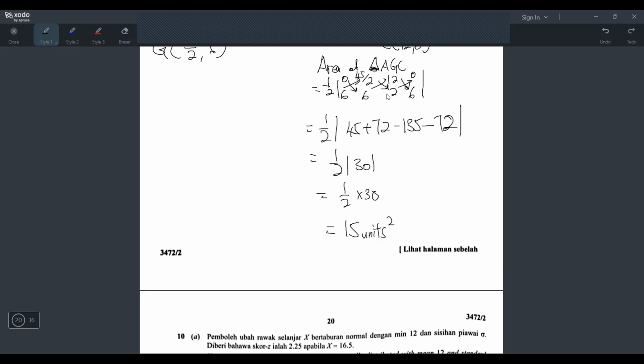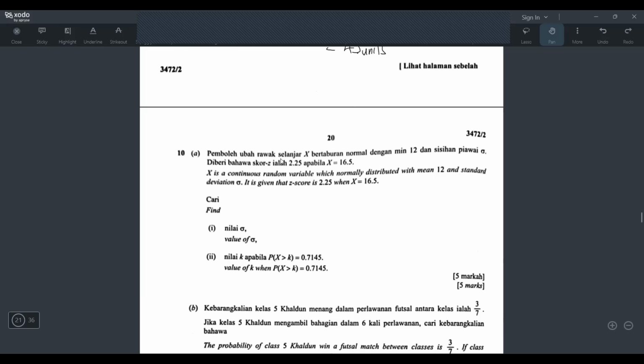Okay, so I made a careless mistake. So it means this is tak betul. So let me do it again. 45 plus 72 minus 135 minus 72. Okay, negative 90. Yeah. And when you modulus negative 90, you will get positive 90. And then divide by 2, you get 45. Okay, ini baru betul. Alright, so this is the answer. Okay, sudah siap.